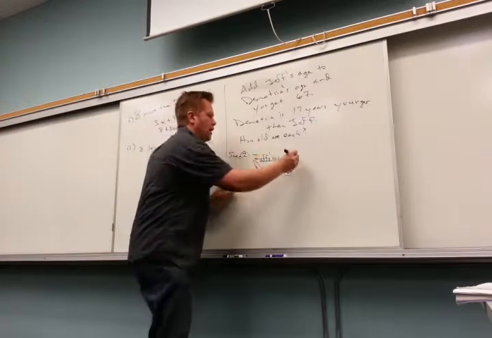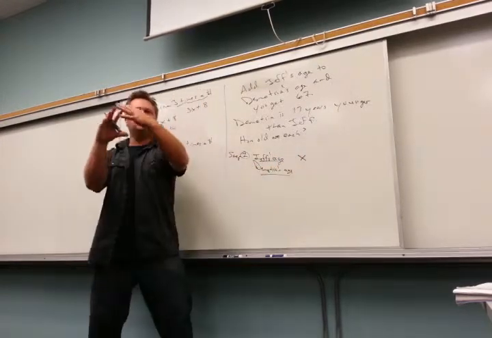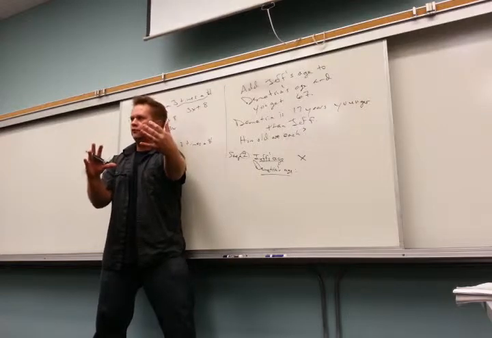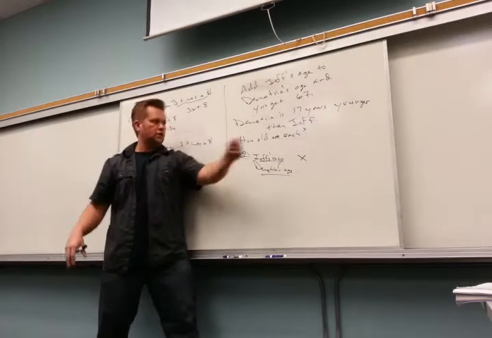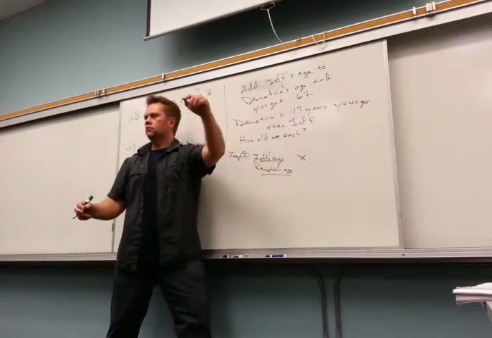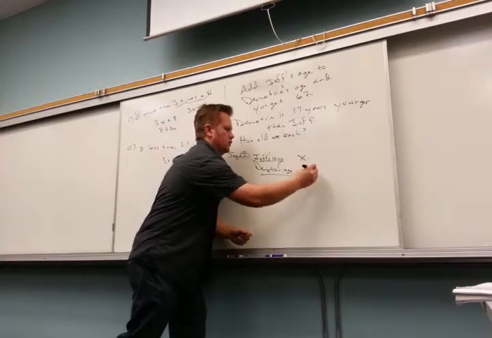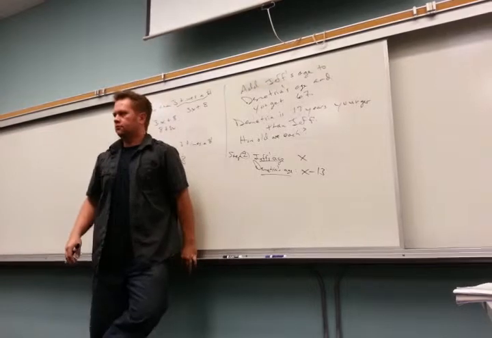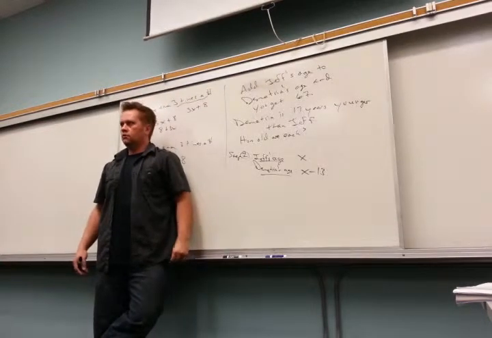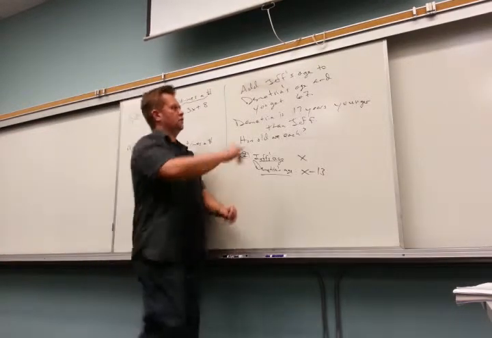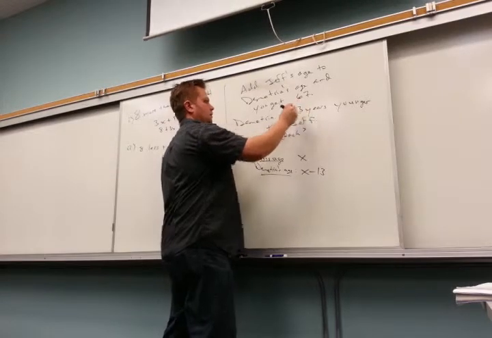So if I call my age X, I can then write a math expression for Demetria's age. She is 13 years younger, so X minus 13. Since I set up my age as X, I can now write Demetria as X minus 13 years old. I think it's a 17. Oh, it looks like a 17? It's supposed to be 13.